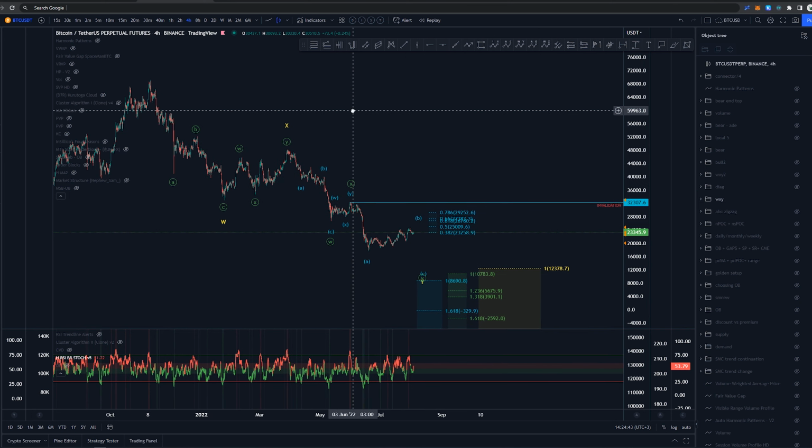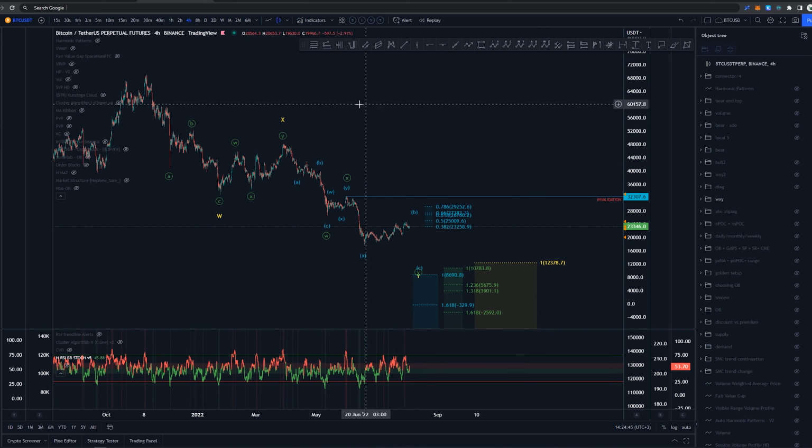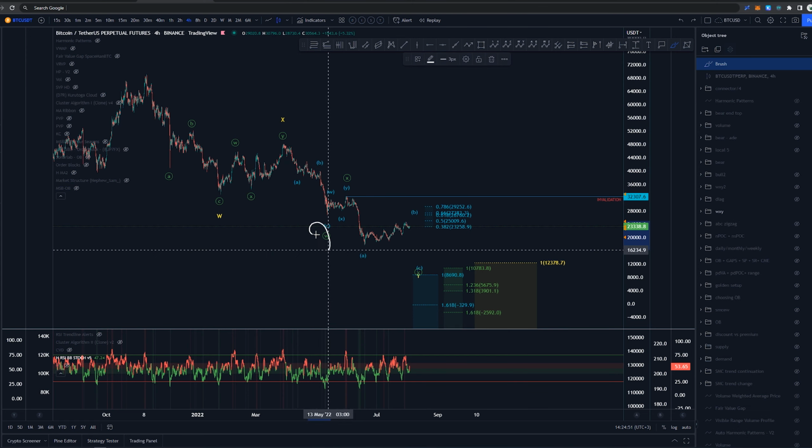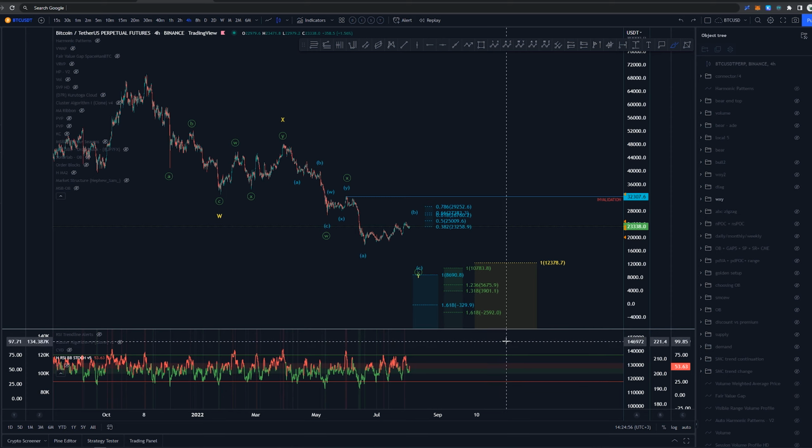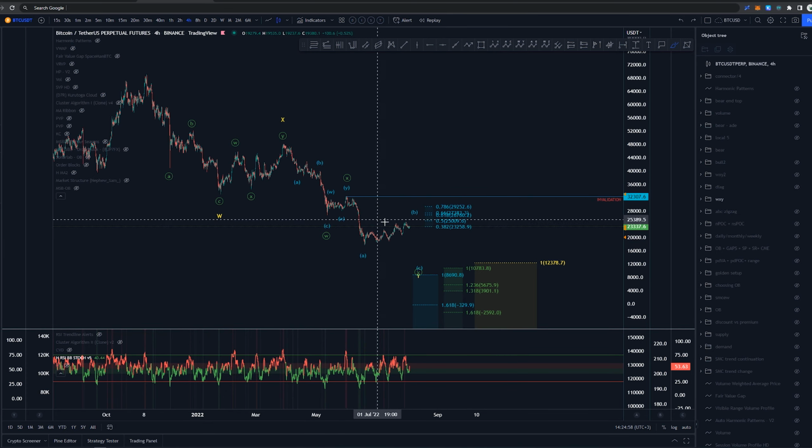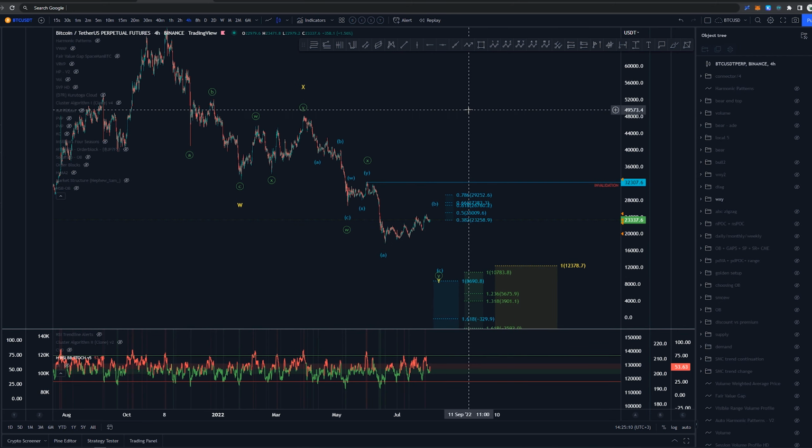The other scenario is a WXY count, in which we would have this as an ABC into W, WXY into X, and then looking for wave Y here. The only issue with this one is that wave B here for the last wave Y would be larger than the higher time frame structure here, and that's why it doesn't have the right look and why I don't prefer it either.